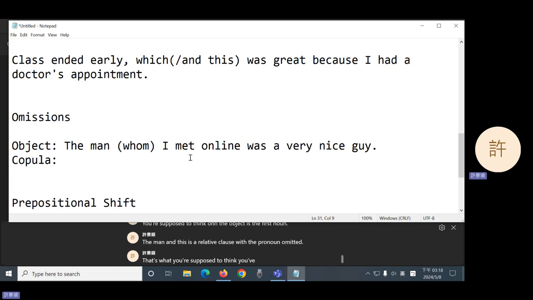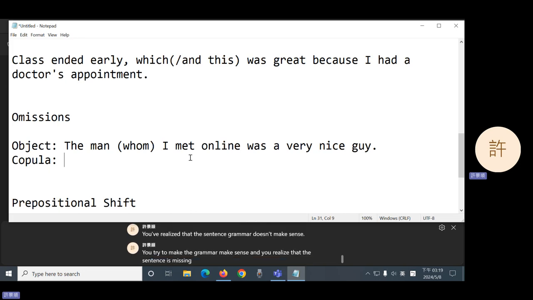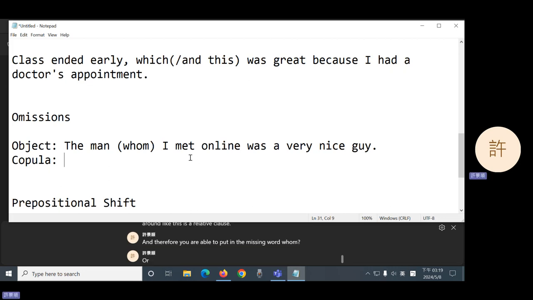You've realized that the sentence grammar doesn't make sense. You try to make the grammar make sense, and you realize that the sentence is missing a noun. Then you realize that the missing noun is part of the earlier part of the sentence. Therefore, the only kind of sentence clause where things get moved around like this is a relative clause. And therefore, you are able to put in the missing word, whom or who, if you want. Let me give you another example.